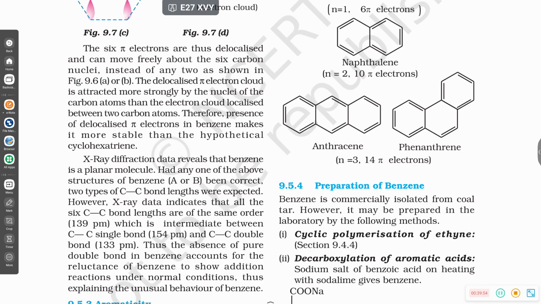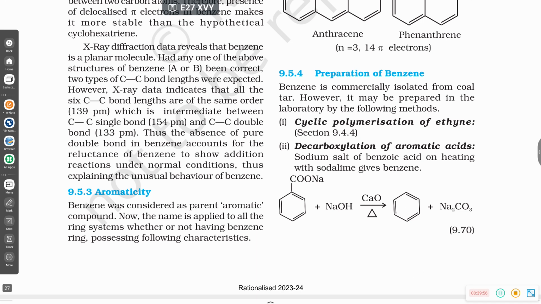Now, aromatic, no need to tell, I already explained. What is aromatic? Four important conditions: cyclic, planar, conjugation, and 4n plus 2, where n is 0, 1, 2, 3.